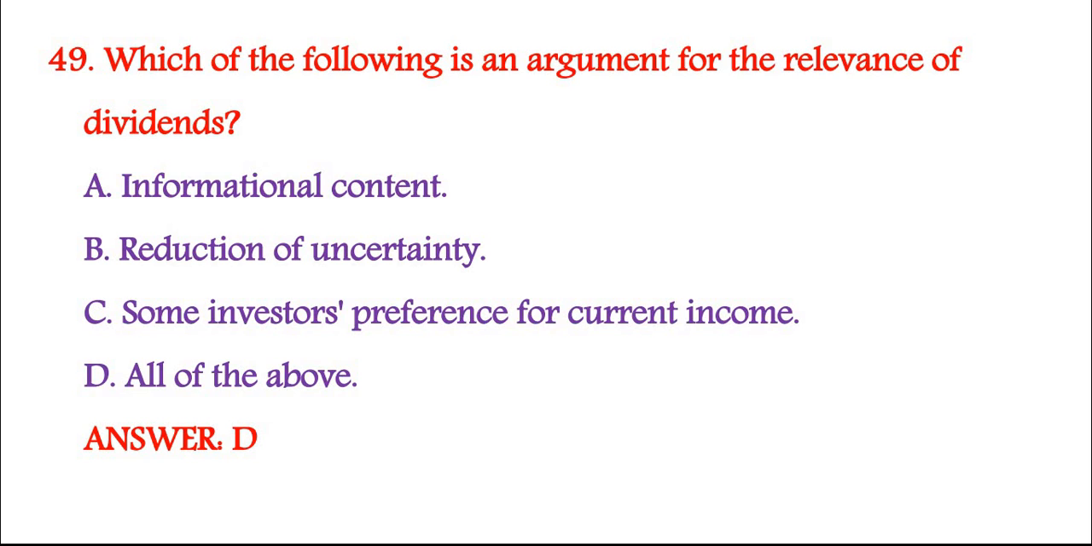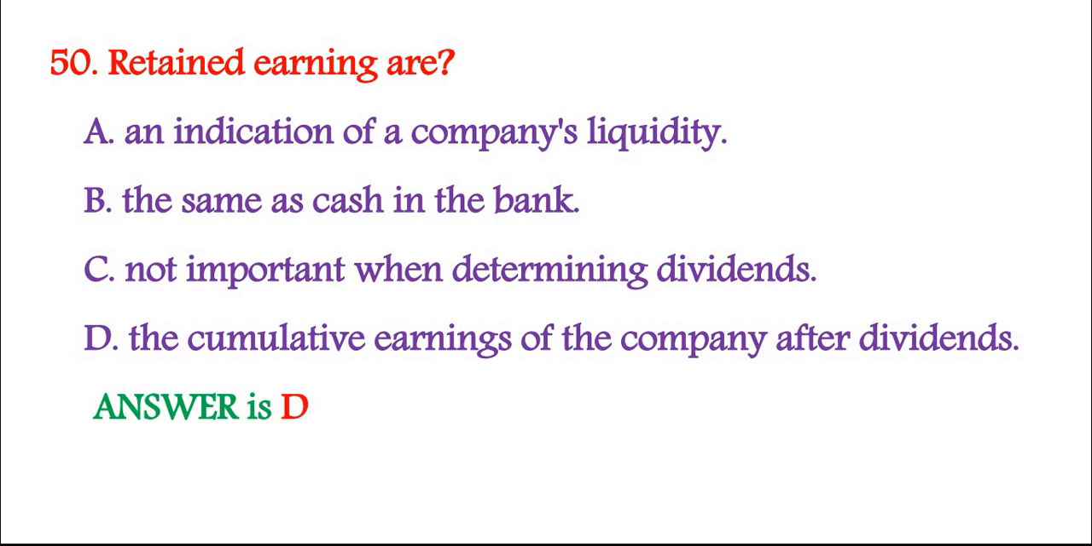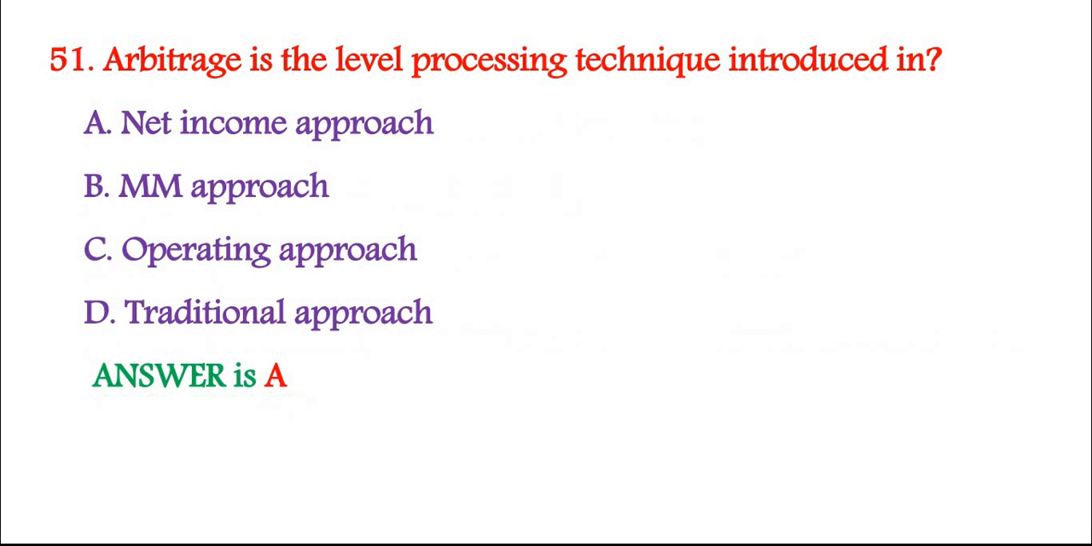49. Which of the following is an argument for the relevance of dividends? A. Informational content. B. Reduction of uncertainty. C. Some investors' preference for current income. D. All of the above. Answer is D. 50. Retained earnings are A. An indication of a company's liquidity. B. The same as cash in the bank. C. Not important when determining dividends. D. The cumulative earnings of the company after dividends. Answer is D. 51. Arbitrage is the level processing technique introduced in A. Net income approach. B. Approach. C. Operating approach. D. Traditional approach. Answer is A.